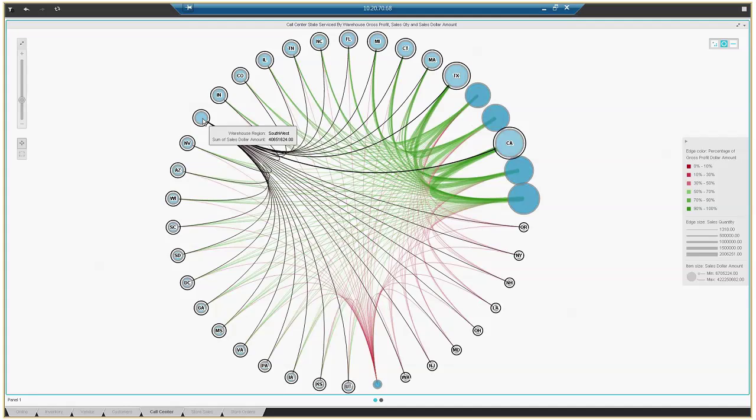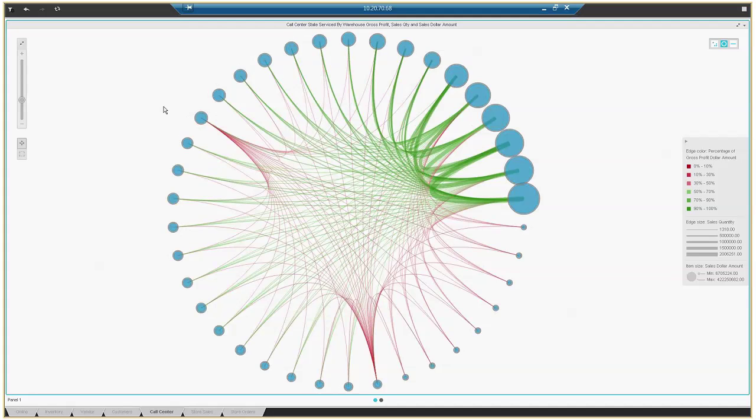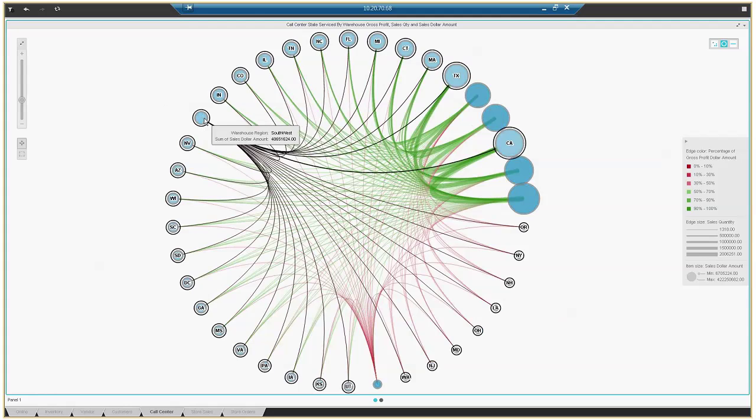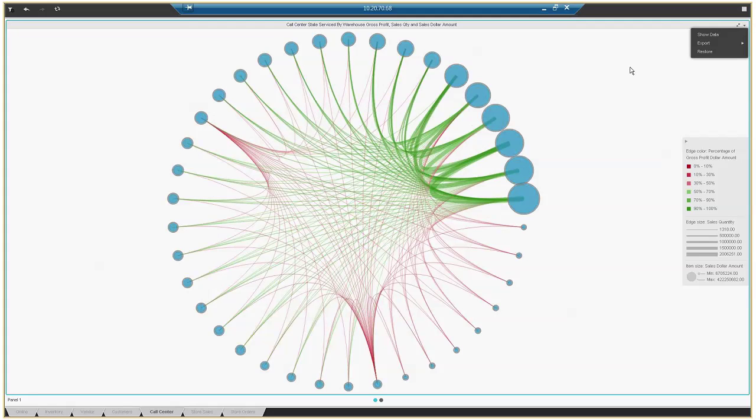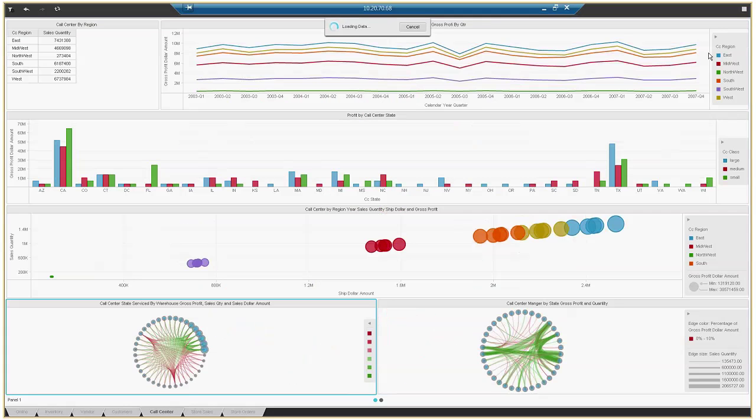We see there that because it's red, the Southwest warehouse ships to all of these different states, and that might be part of the reason why the gross profit is low for these different regions. But it's a great visual to very quickly see what exactly is going on for that particular use case. So I can do the same thing over here on this network visual for our call center managers.